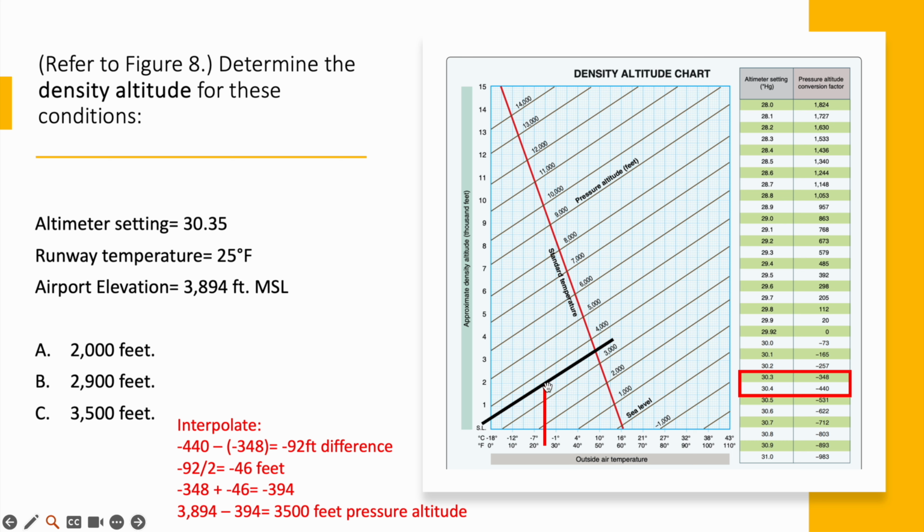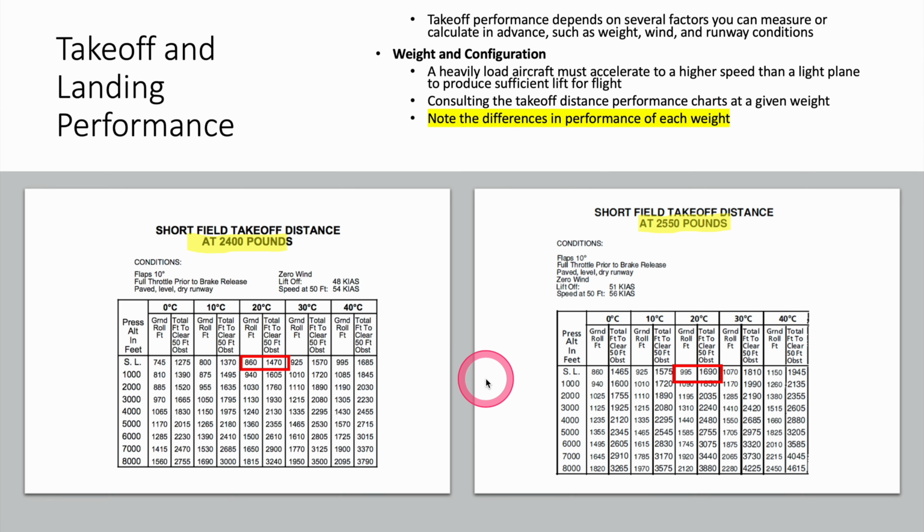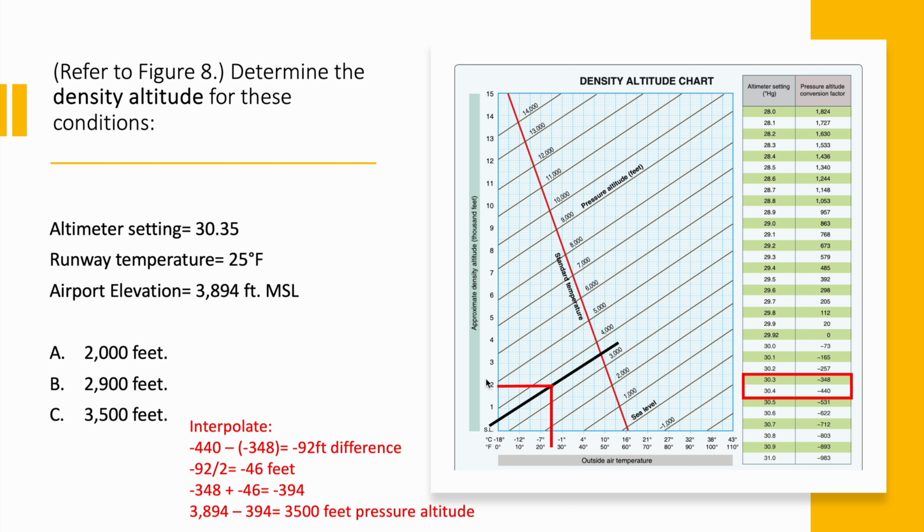From there, you go straight across to the left, and you should end up at 2,000 feet of density altitude. So it takes a little bit of work to get the answer, but the most common mistake, I would say, is not reading the question carefully. If it were just asking for pressure altitude, then the answer would be 3,500 feet. Since it's asking for density altitude, we need to go to the second step, which is this side over here.